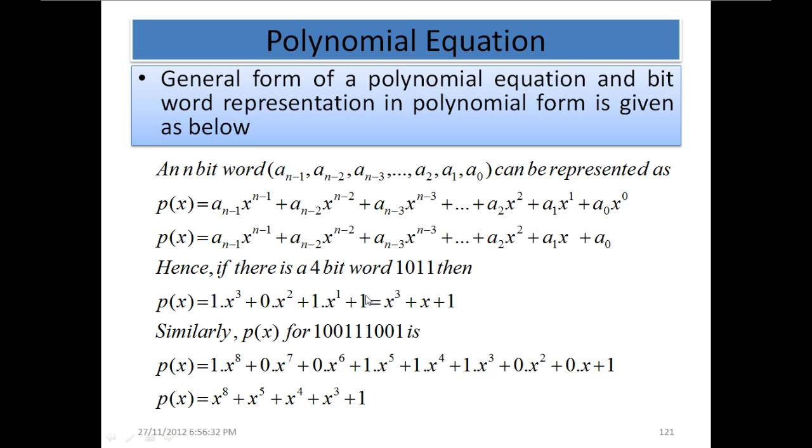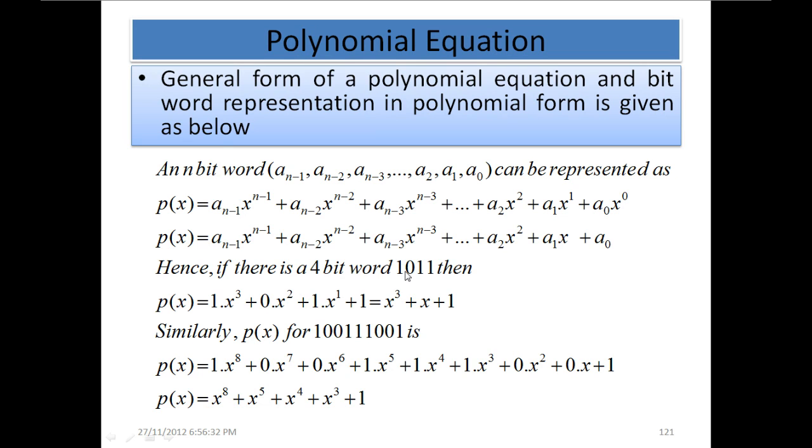So what we are actually doing is simply representing our number of bits in polynomial form, and the method is very simple. We just count the total number of bits, and then we start with x raised to the power n minus 1. For example, if we have 4 bits over here, then the first power of x will be 3.